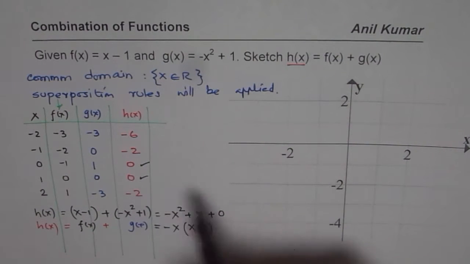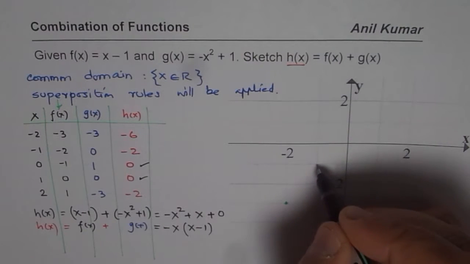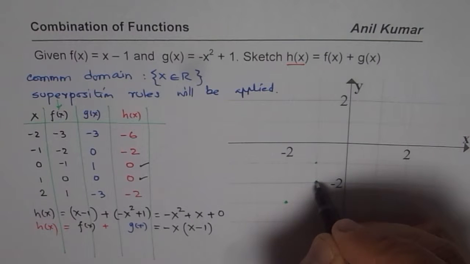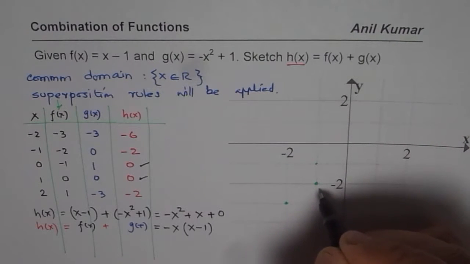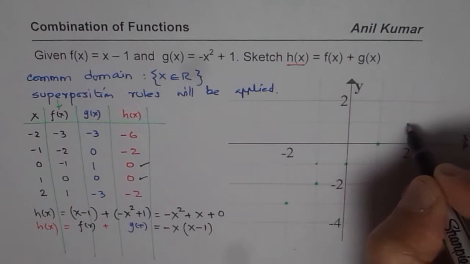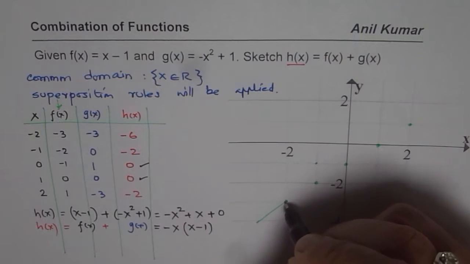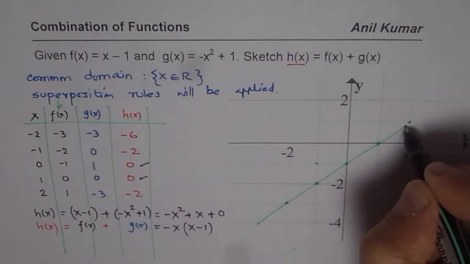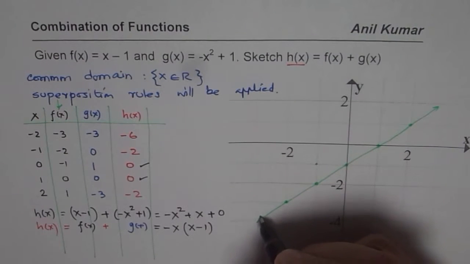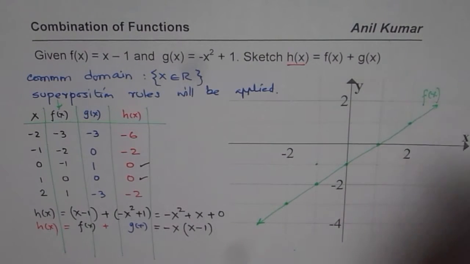So at minus 2, I have minus 3. So this is one point, minus 2, minus 3. Minus 1, minus 2. Then 0, minus 1, and 1, 0. Wait, 1, 2. So that's a straight line, correct? So I can connect this line and graph f of x, correct? So this is f of x for us.